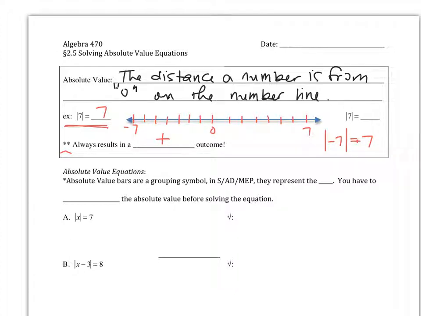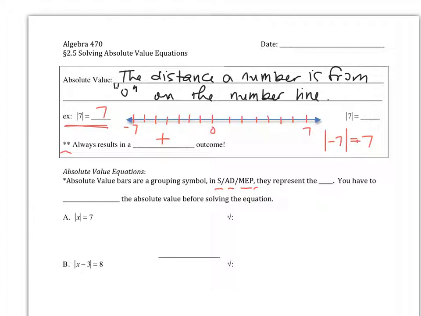All right, so absolute value. Okay, remember absolute value bars are grouping symbols. So in terms of subtract, add, divide, multiply, exponent, and P for parentheses, what would absolute value bars represent? In terms of order of operations, what would absolute value represent? Add. You said add, you say multiply. Anybody else? Okay.